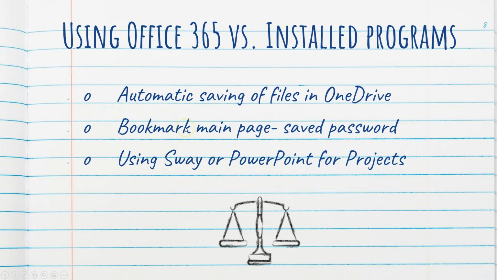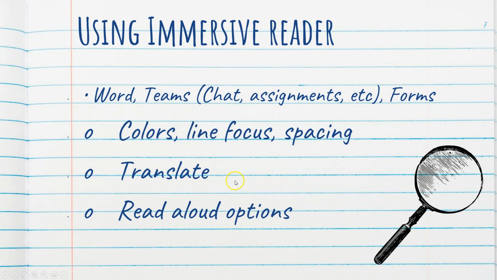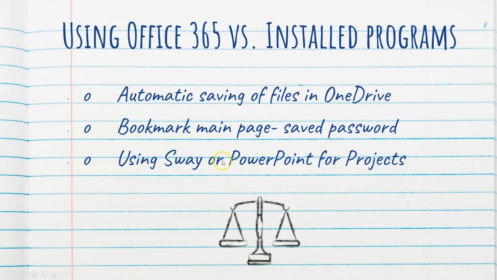Oftentimes, students will bookmark their main page, so they will log into their main account, go onto that main screen, and bookmark it. The main screen I'm talking about is this one right here. They will bookmark it, and up at the top here, they would be able to access it very quickly. That would require them to save their password as well, so if you're going to do that, only do that on a trusted computer, hopefully one at home.